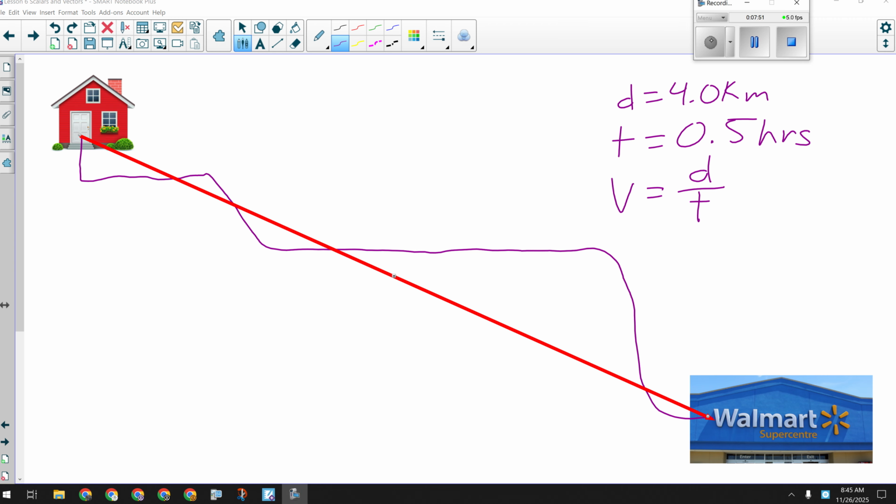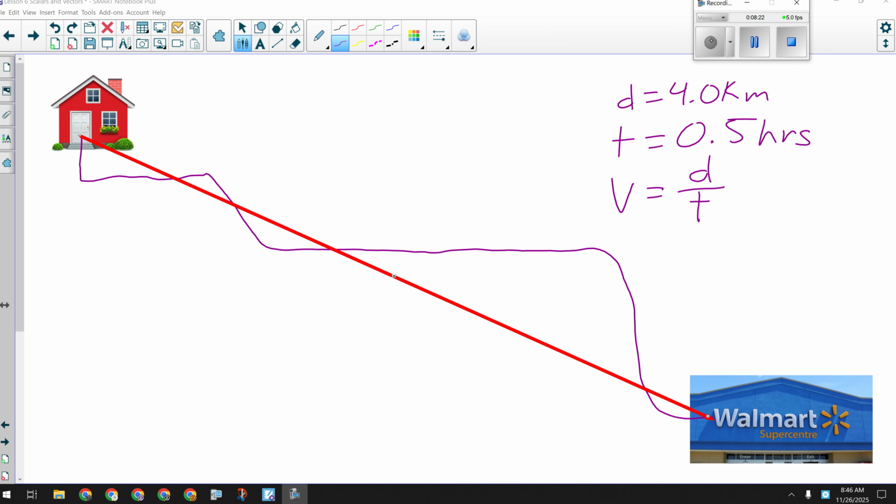If I want to find speed, the units for speed are things like meters per second or kilometers per hour. They tell you the rate at which you cover distance, this many kilometers every hour. Everyone okay with that? That's why this formula works. I'm going to be dividing the distance, 4 kilometers, by the time, half an hour. When I divide kilometers by hours, I get kilometers per hour.